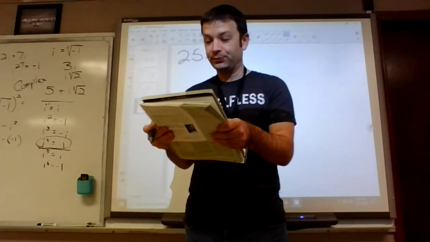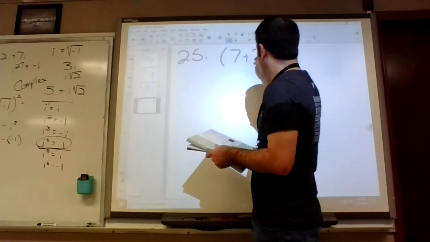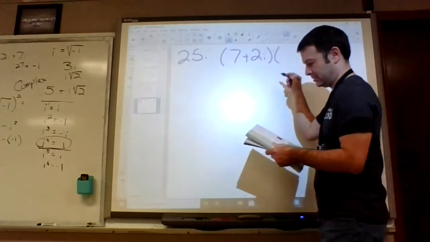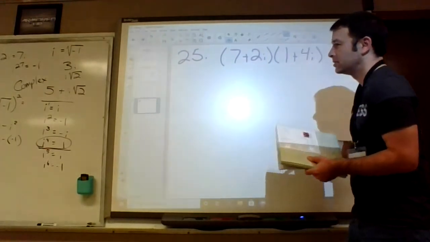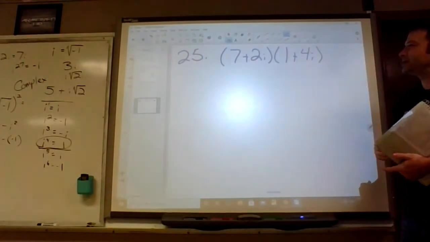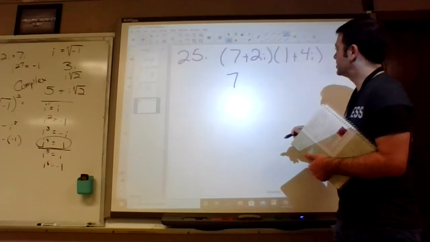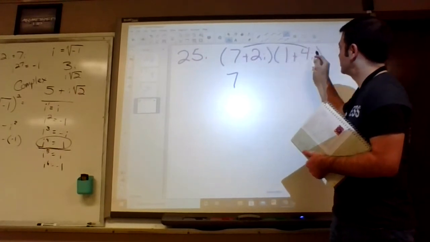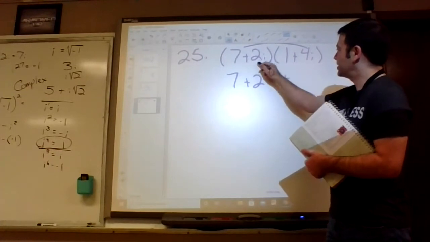25. 7 plus 2i. Alright, what's the first going to be? 7. What is the outside going to be? 28i. What's the inside going to be?